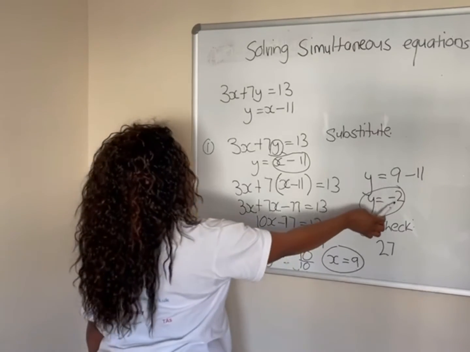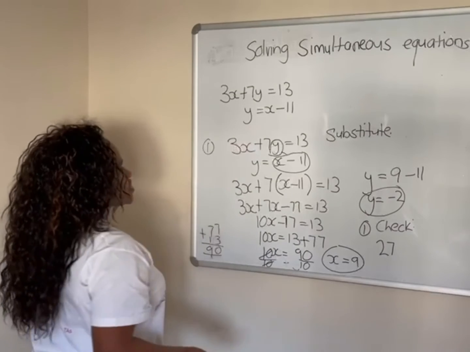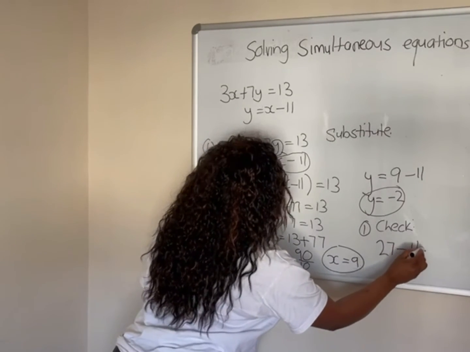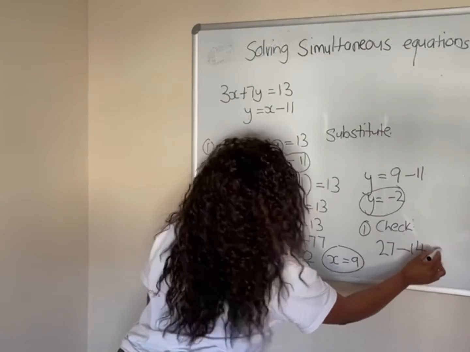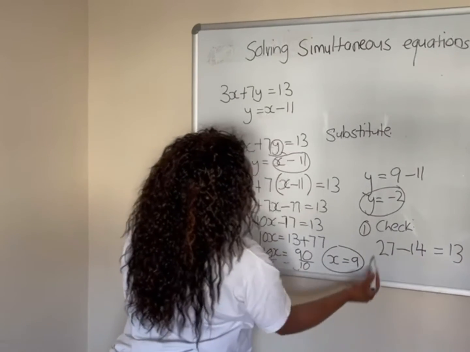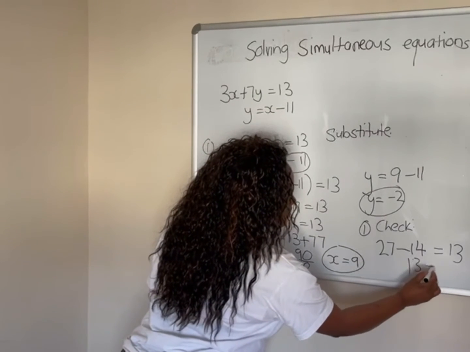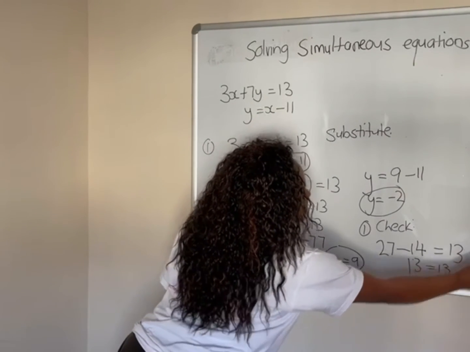So I've got minus 2, so I'm doing minus 2 times 7, which is minus 14. Can you see it's changed on there? Then is this equal to 13? So 27 minus 14 is 13. So 13 equals 13. Then you know your answer is correct.